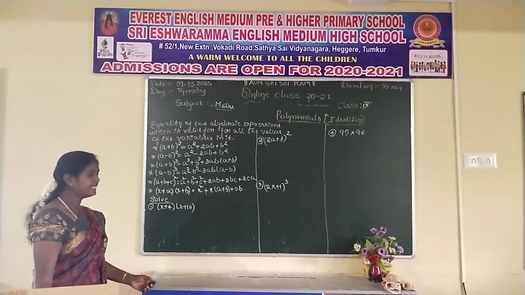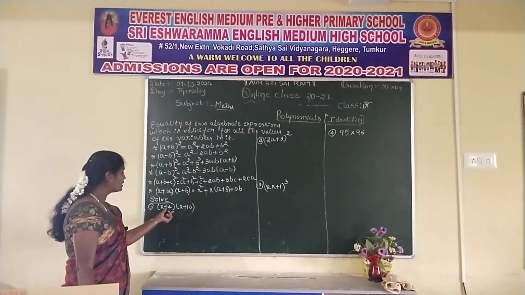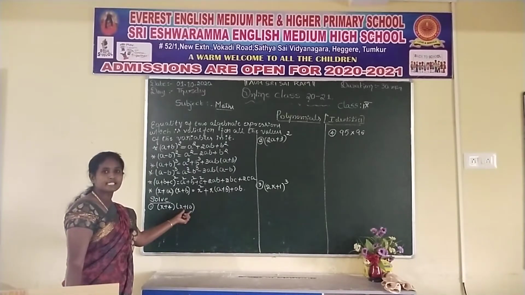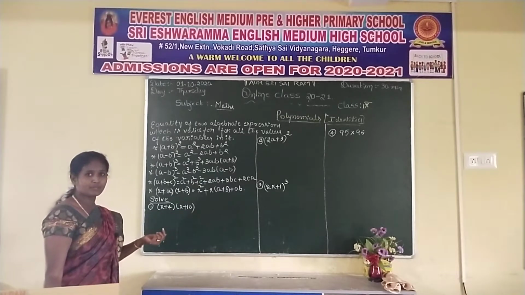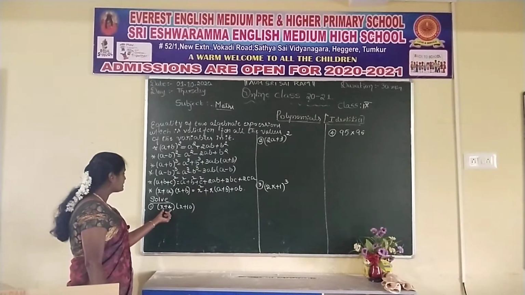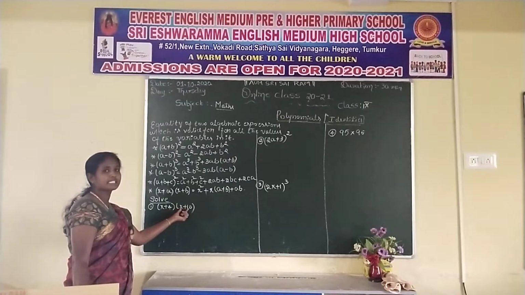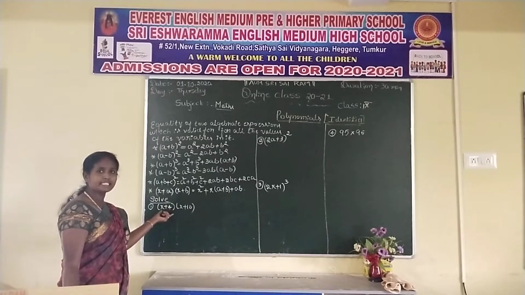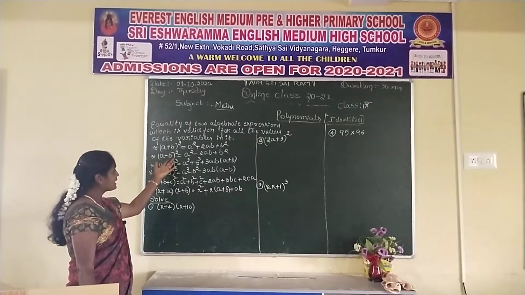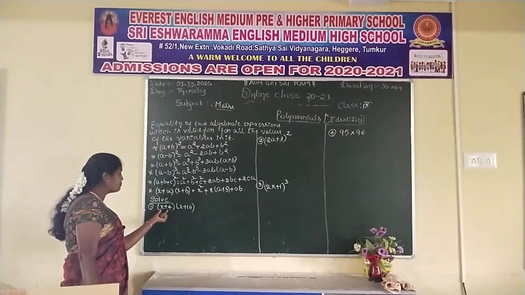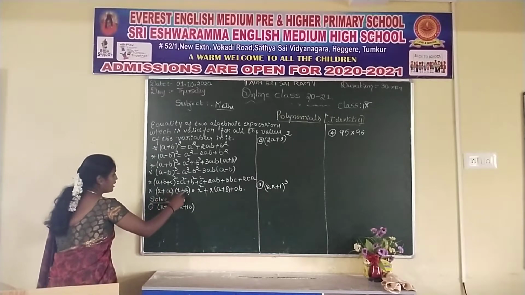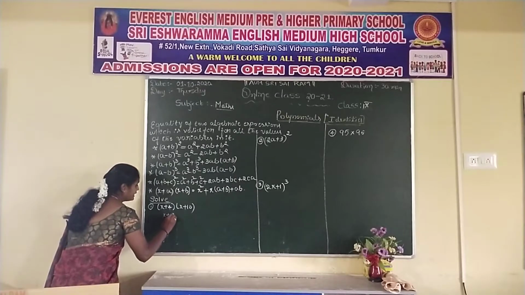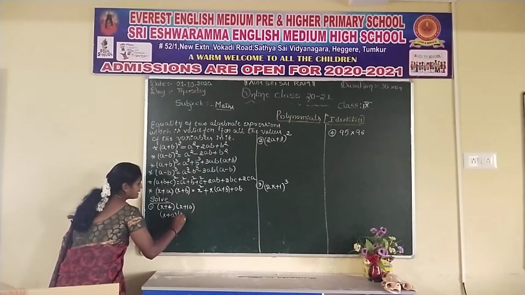The first question is (x + 4)(x + 10). Once you observe these two algebraic expressions, x + 4 and x + 10, you can apply an identity. You check that. See here, these are the identities. This (x + 4)(x + 10) is in the form of (x + a)(x + b).